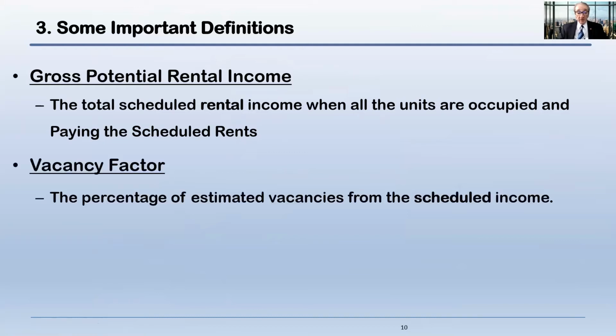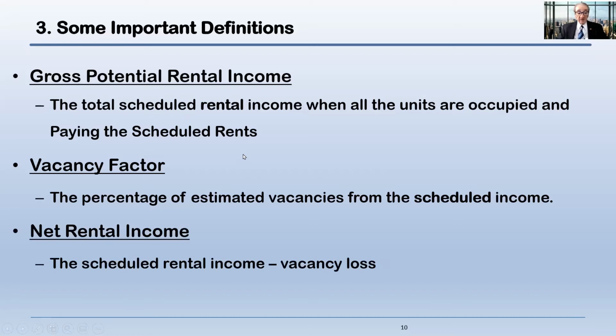The next one is the vacancy factor. Remember, the word factor means a percentage of. So the vacancy factor would be from the gross potential rental income. And here in California, it's around 5%. So we're going to use the 5% going forward. And before we go any further, we need to translate that into dollars and cents for mathematical calculations.